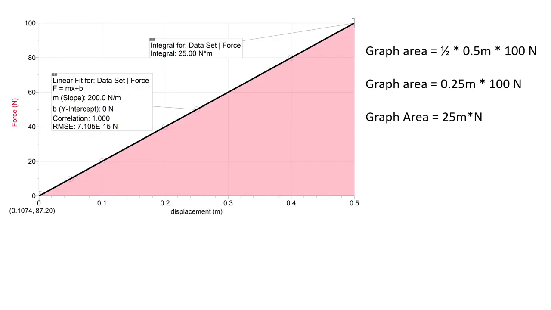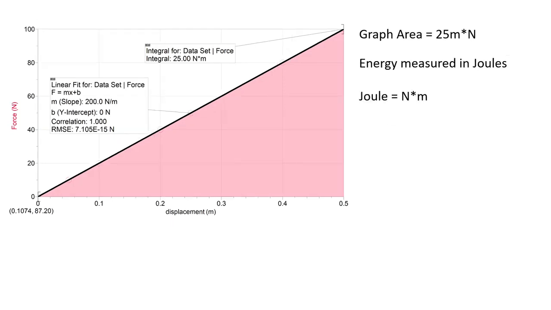But what does that mean? What do those units mean? So a graph like this shows 25 meters times newtons of energy, but that is really the same as another unit called a joule. A joule is just the same as a newton multiplied by a meter.